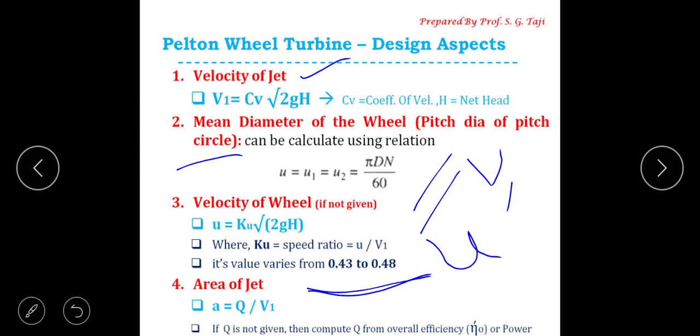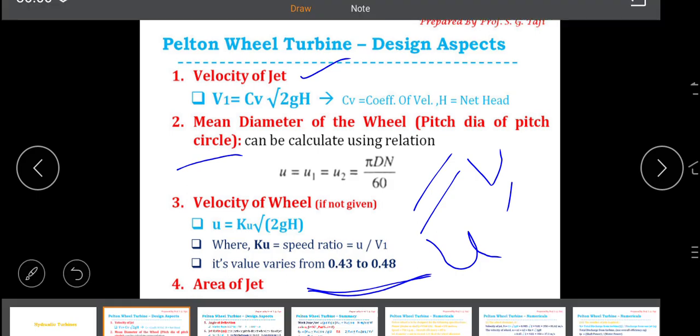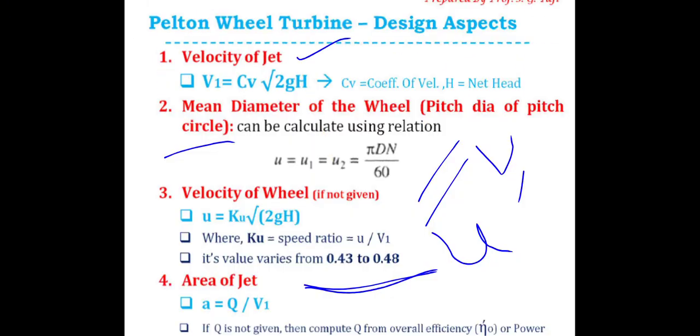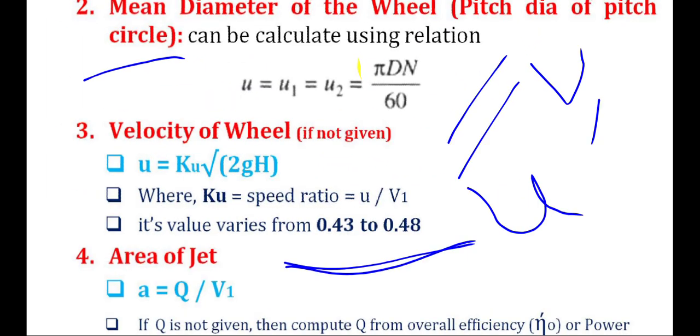Fourth design aspect, area of jet. Area of jet, A is equal to capital Q divided by V1, where Q is the discharge. If Q is not given, then compute Q from overall efficiency or power. So we have found the equations for power and overall efficiency. From that equation you have to find Q if it is not given.